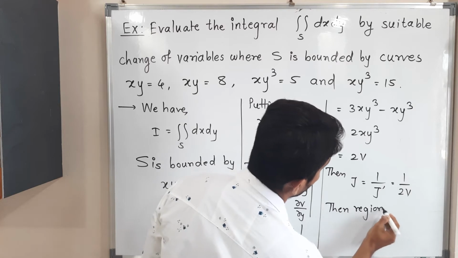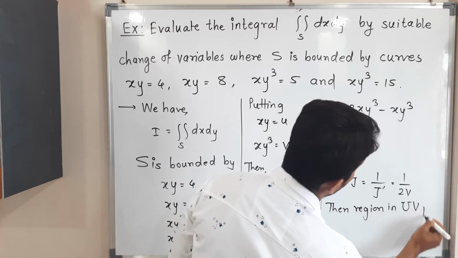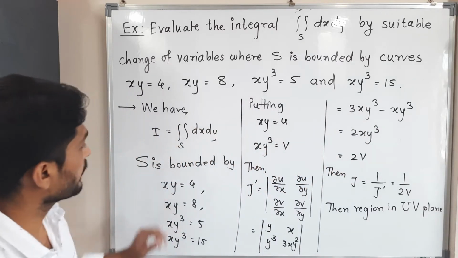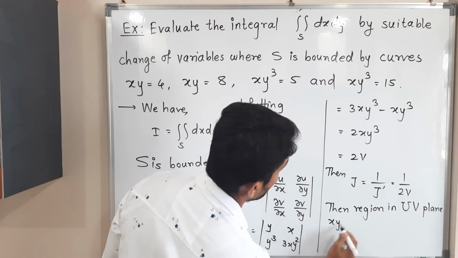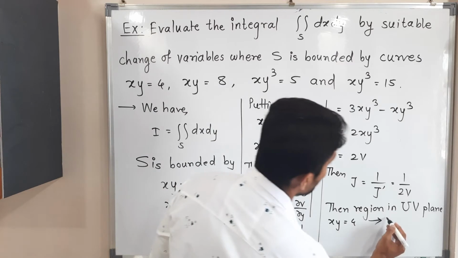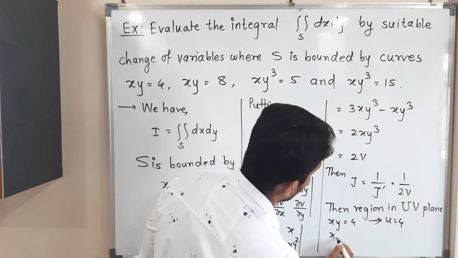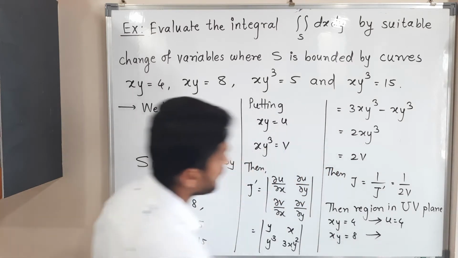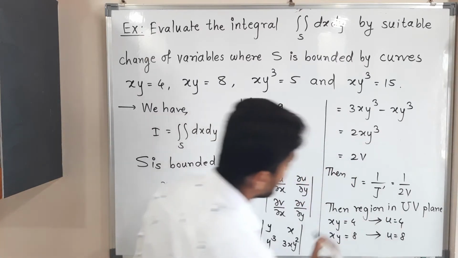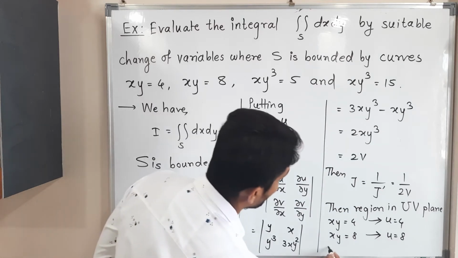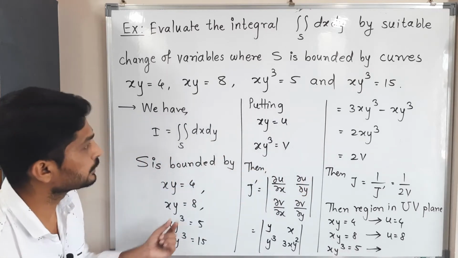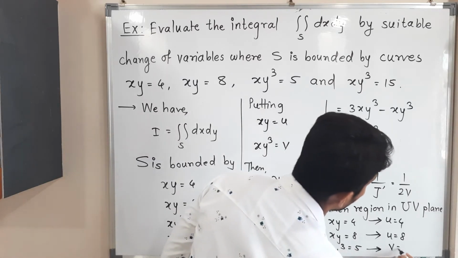See then, the region in the UV plane, let us see what we have. What is the first equation we have? xy is equal to 4, and where is my xy? It is u. So this is u is equal to 4. Next xy is equal to 8, so that means u is equal to 8. Next xy cube is equal to 5, and xy cube is equal to v. So v is equal to 5.